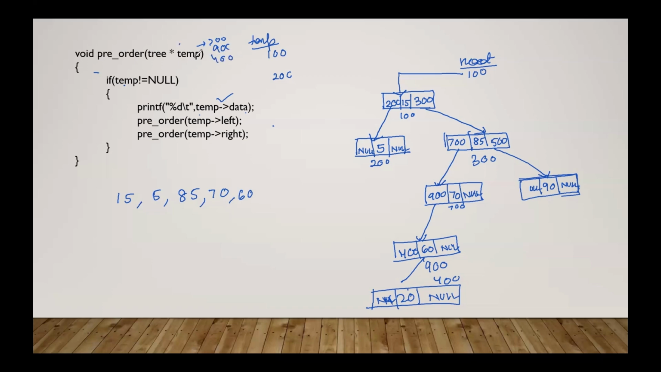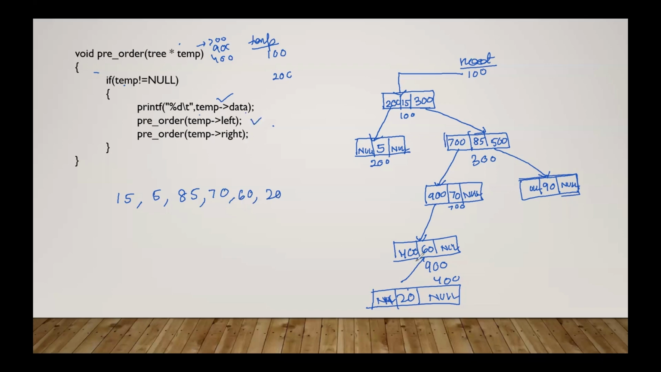So whenever you pass the 400, then what happened? 400 not equal to null. Yes, it is true. If it is true, then what happened? It prints the 400 data. What is the 400 data? 20. It will print the 400 data, 20. Then what happened? 400 next equal to null. So it will stop. Then it will go to the right.